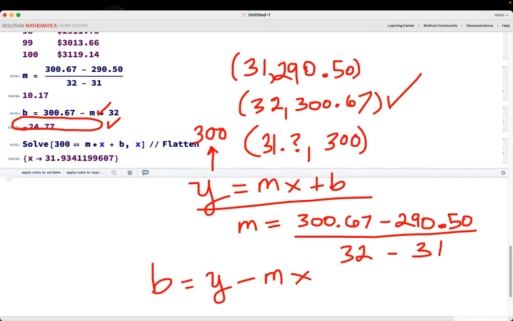It's about 31.93. Okay, so that's 31.93 periods. Now this is important to remember. Each period is 6 months. So it's about 31.934, etc., and I can do this.